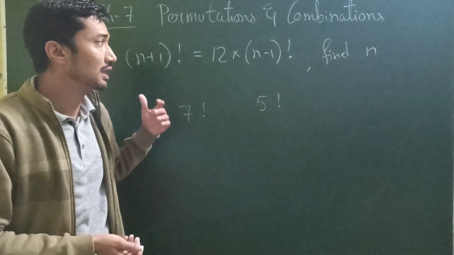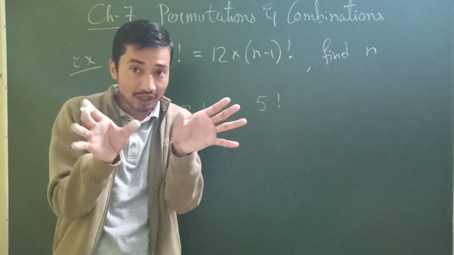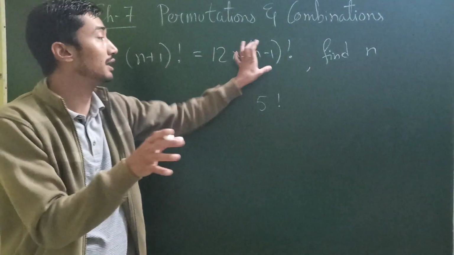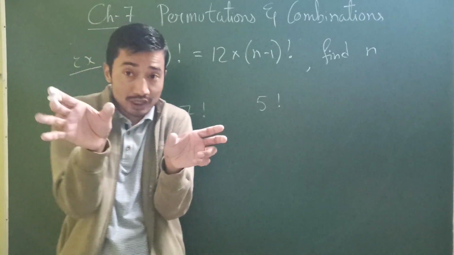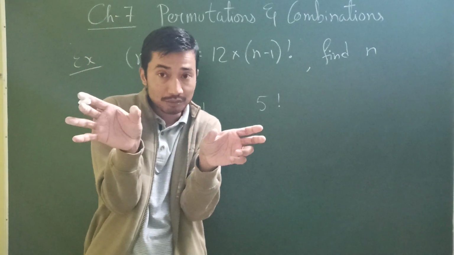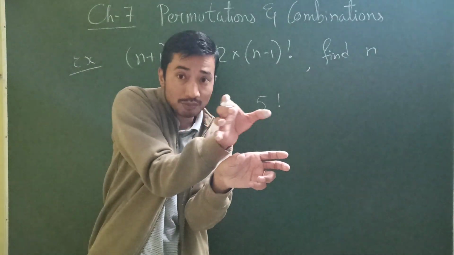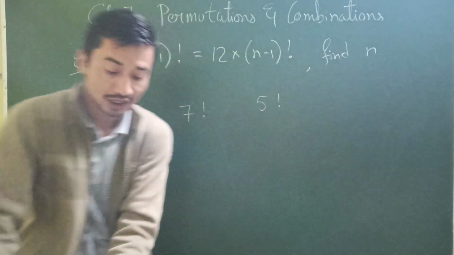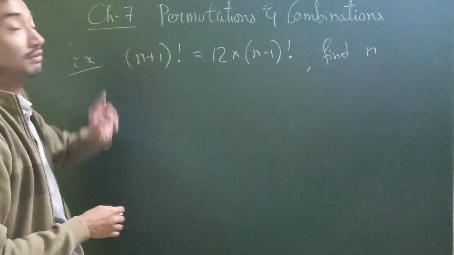That means always, if you're trying to solve equations, try to identify which is the bigger factorial. If there is a match between them, like this, n and n, there is a match. So try to find out which is the bigger factorial and expand that bigger factorial, because when it is expanded, the smaller factorial will be along its path. Simple as that. So that means I will expand n plus 1 factorial.